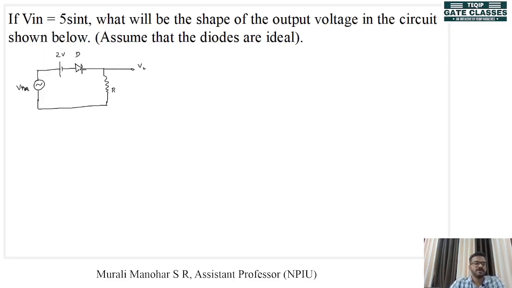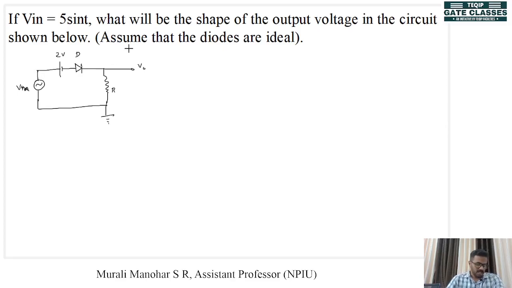So this is our first problem, that is, we have a circuit shown here. This is the reference potential. If V in is equal to 5 sin t, what will be the shape of the output voltage in the circuit shown below? We can assume that the diodes are ideal. There is a 2 volt supply connected in this circuit, a resistance and a diode.